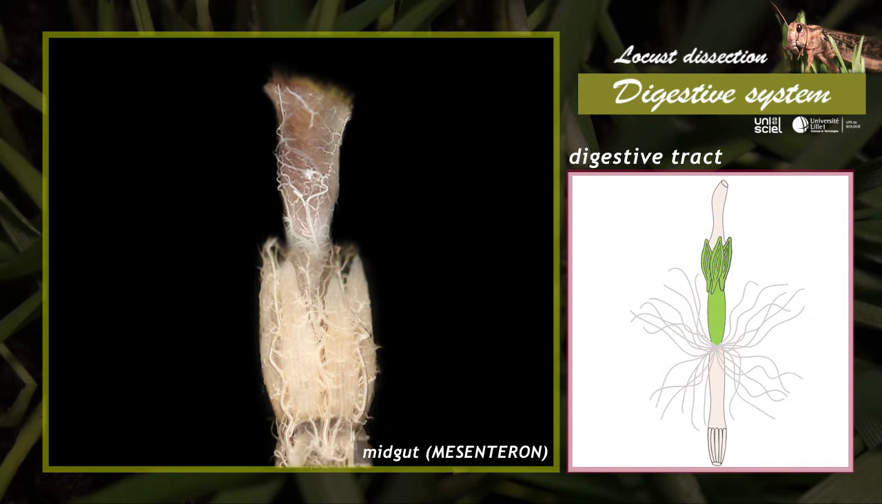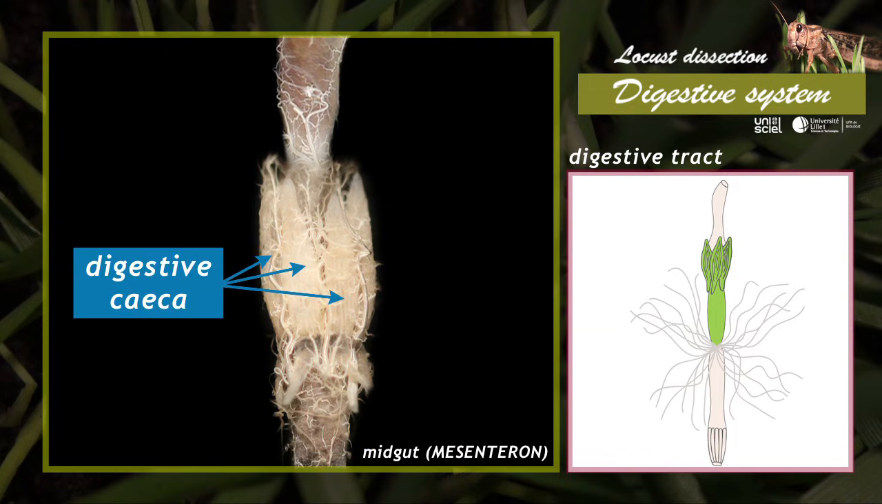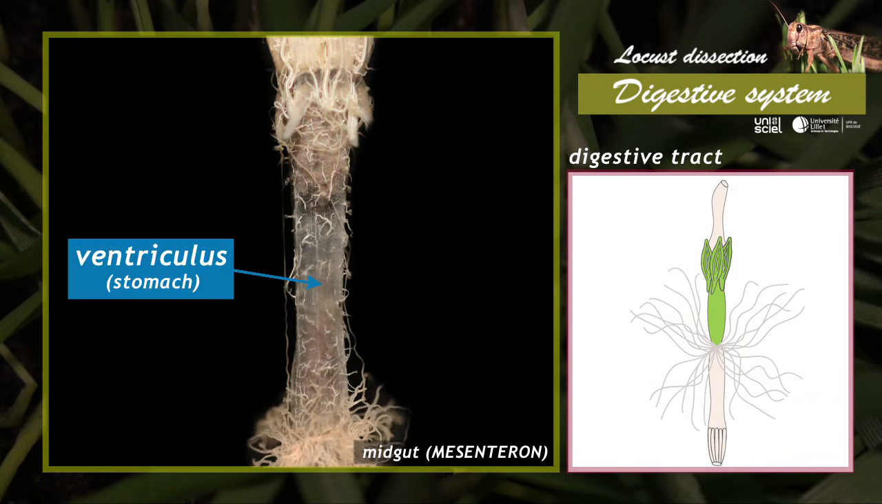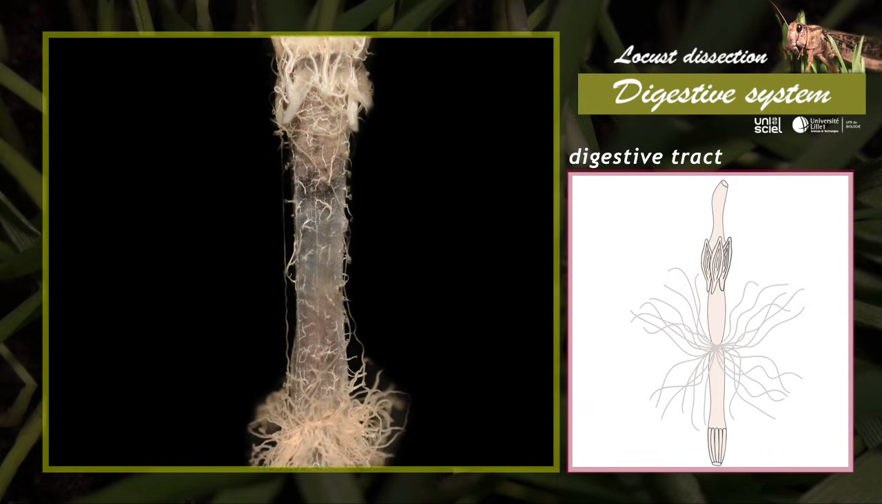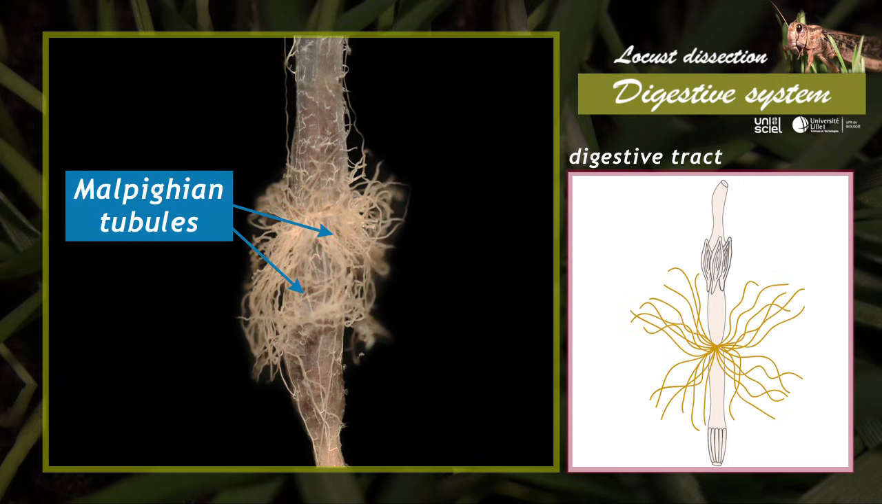The midgut, or mesenteron, has 6 blind-ended diverticuli, the digestive ceci. It's followed by a straight tube, the ventriculus, or stomach. Many small brownish Malpighian tubules are present at the point where the midgut joins the foregut. These tubules constitute the excretory system.